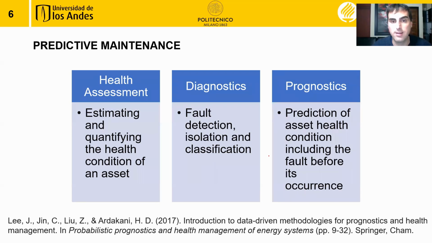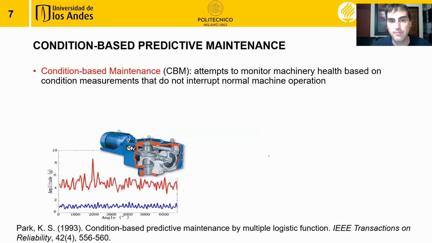So we have fault detection, isolation, and classification. And eventually prognostic, which consists in the prediction of the asset health condition, including also the prediction of when the fault is going to occur. In this case study, we will deal with diagnostic.